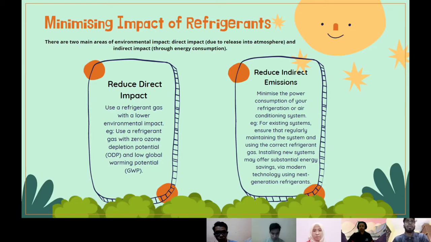This is about minimizing the impact of refrigeration, where we talk about reducing direct impact. The first one: use refrigerant gas with a lower environmental impact, for example, refrigerant gas with zero ozone depletion potential and lower warming potential. The second one is reducing direct emissions, which means minimizing the power consumption of your refrigeration or air conditioning system. For example, ensure regular maintenance of the system and use the correct refrigerant gas. Installing a new system may bring significant energy savings with modern technology. These steps can reduce the effect on our bodies. Thank you. Next.